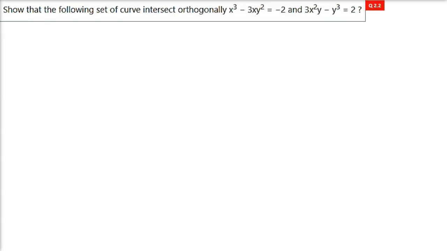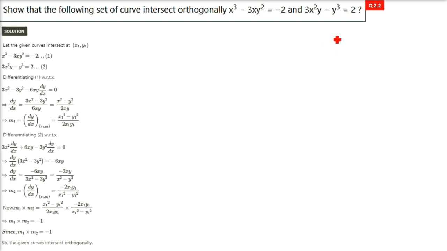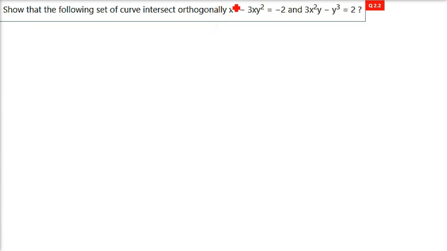So one more question we are going to do for the orthogonality, and as I said, you just don't have to do everything we have seen in the previous questions, and I've shown you the reference, but the main idea is that we will do it and you'll see it's so easy. That is, just find out the slopes, multiply them. If it comes as negative 1, you'll say they intersect orthogonally, or they are 90 degrees to each other.